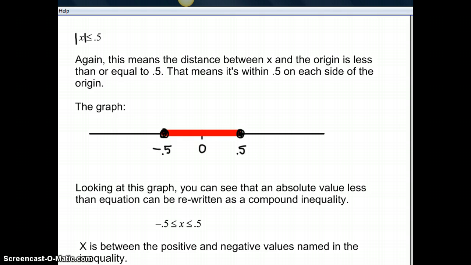So this is an AND inequality. You can see that x is going to be less than or equal to 0.5, but greater than or equal to negative 0.5. Right? This is really, really important. Whenever there's a less than or less than or equal to, you're going to have a graph that's in the middle of 2 points. So it's an AND inequality, a compound inequality.